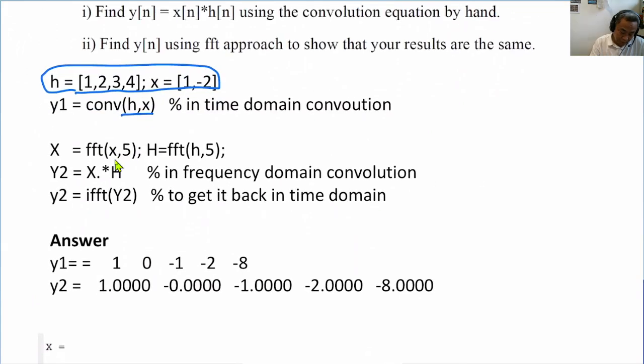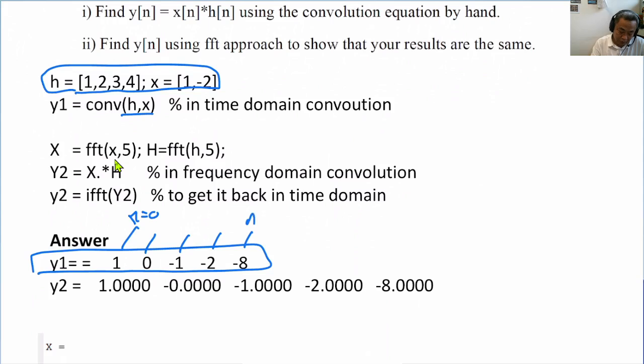So this is Y1. 1, 2, 3, 4, 5. So N equals 0 is here, N equals 4 is here. So capital N equals 5. So convolving a 4 sample sequence with a 2 sample sequence results in a 5 sample sequence. Now, so what do I do?